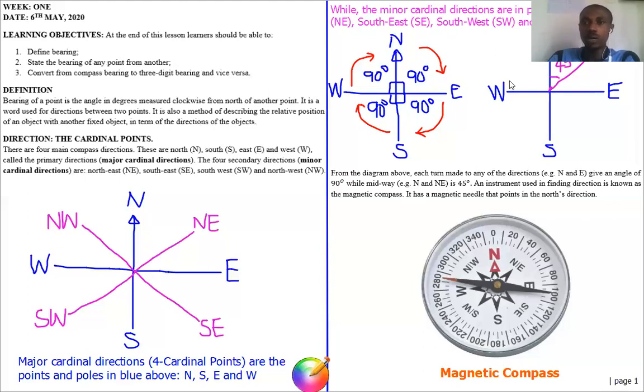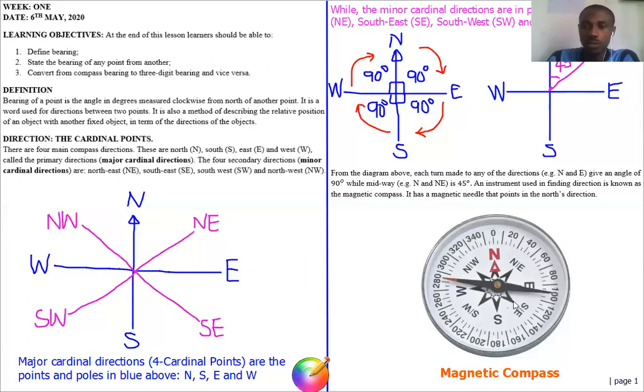We also talked about the angle to the middle between 2 poles. Any 2 poles, when you move to the middle of them, that is 45 degrees. And I also made you understand that the instrument used for measuring or finding direction is known as the magnetic compass. So this is one instrument that surveyors use a lot. Geographers, they use this instrument a lot.